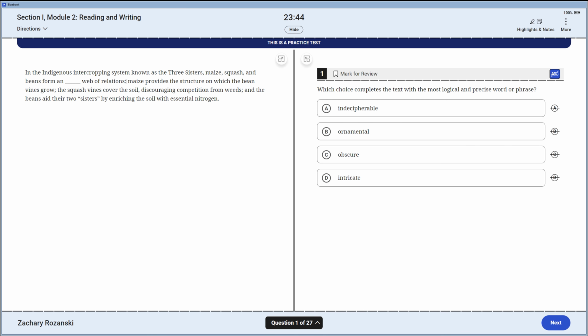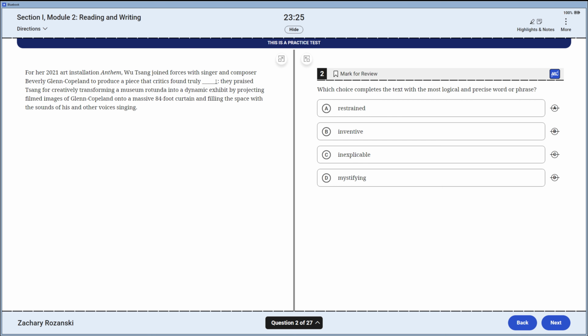On to question 1. I see this colon. Thank goodness for this little gift. May structures provide the structure. And then I couldn't help but notice this little complex list here is another semicolon. So I'm going to keep reading things. Squash vines cover, and the beans aid their two sisters. So a whole bunch of things are working together. This seems like a wildly intricate system. I wouldn't want to make a statement about anything else.